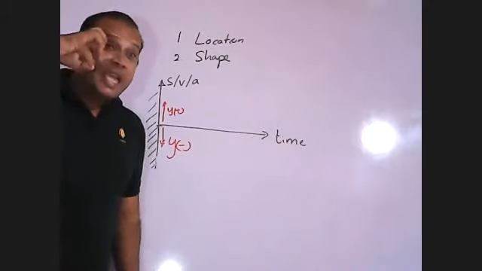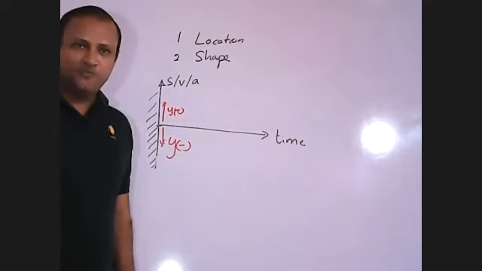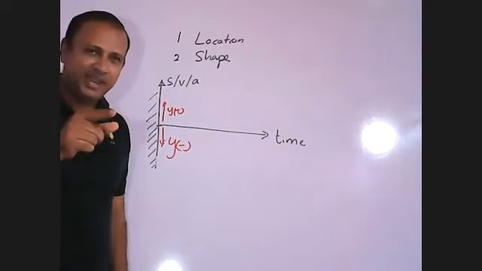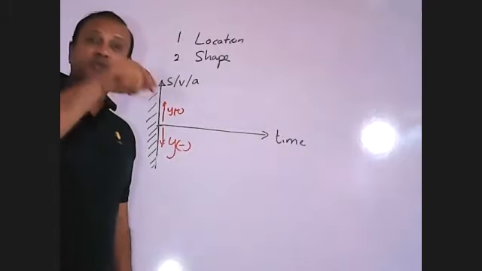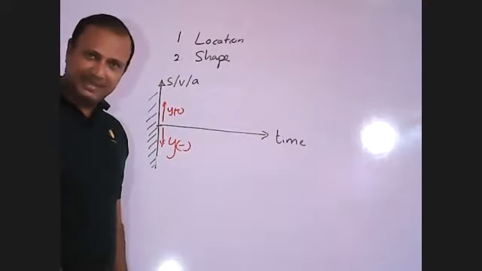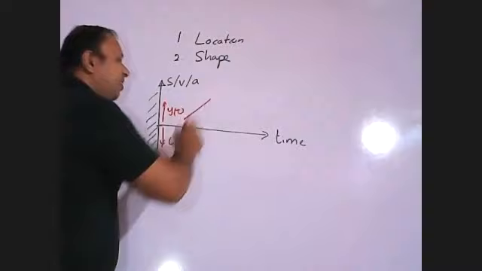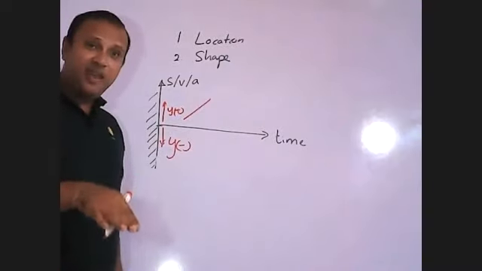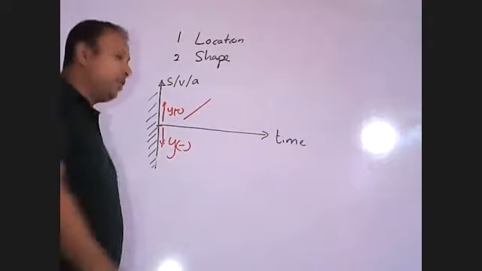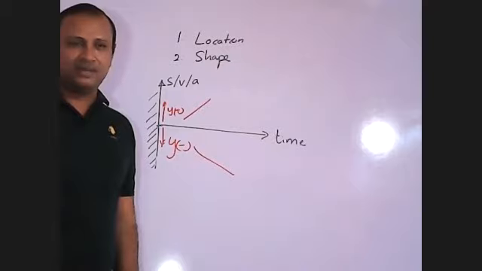So, if you consider the S-T curve, then if S is positive, your drawing should be on the first one. If S is negative, this should be on the fourth one. Okay?